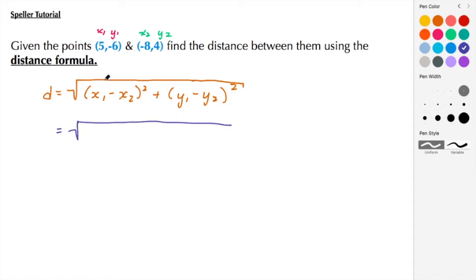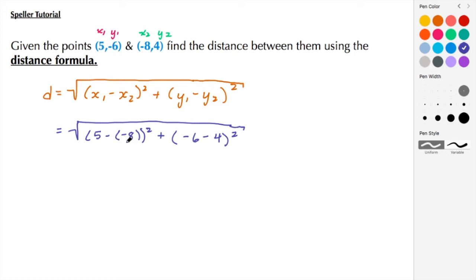Alright, we begin with x sub 1, which is 5, and I want to subtract off x sub 2, which is -8, so let me put the -8 in parentheses, and that whole quantity is squared, plus y sub 1, which is -6, and I want to subtract off y sub 2, which is 4, and that quantity is also squared. So here I have 5 minus a -8.